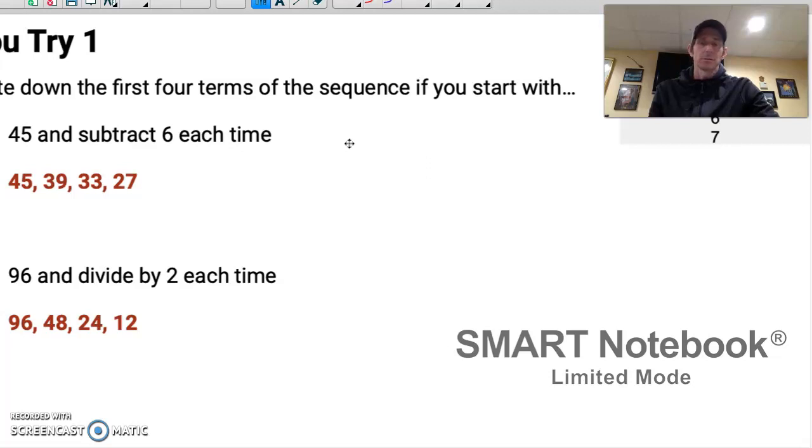Part A, 45, and you subtract 6 each time, that's your rule. Part B, 96, and you divide each time by 2, that's your rule. And that's all there is to it in that particular sequence. So again, a sequence is a list of numbers that follow a rule. These, if they were to stop here, would be considered terminating or finite, but I could keep subtracting 6 forever, and that would be considered infinite.